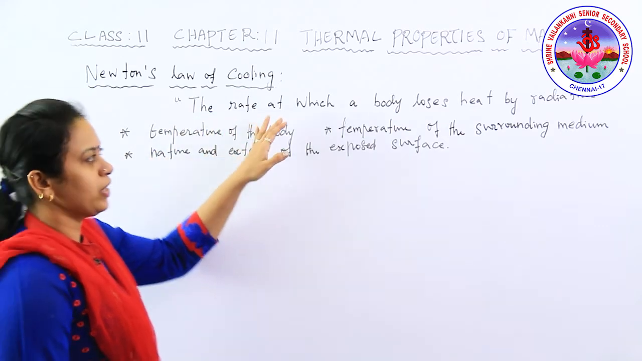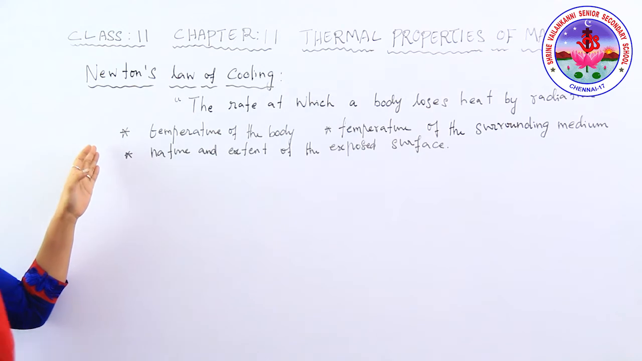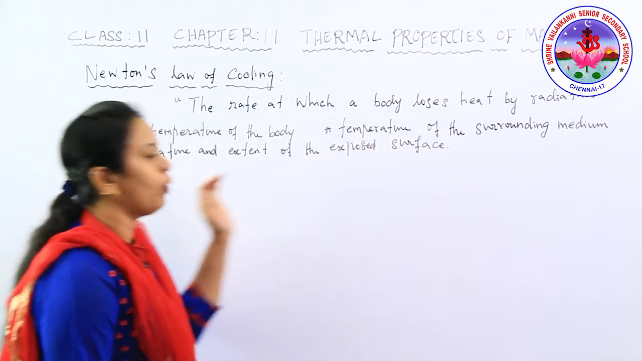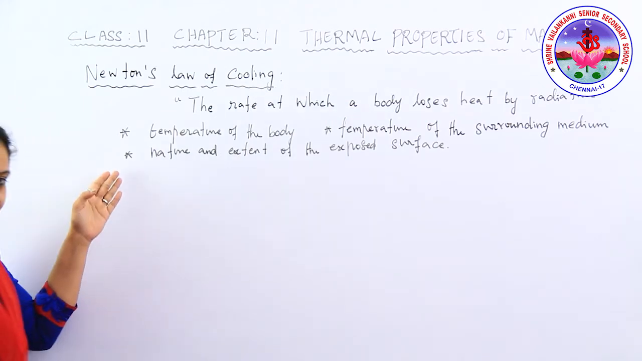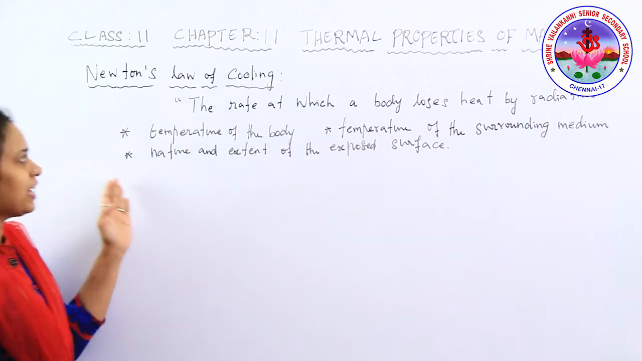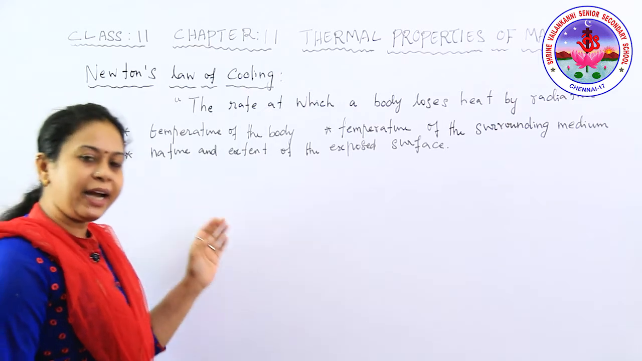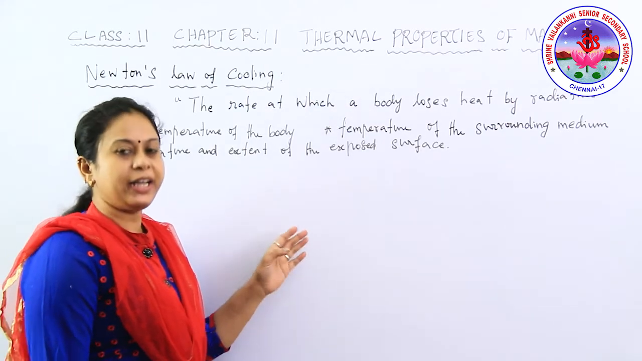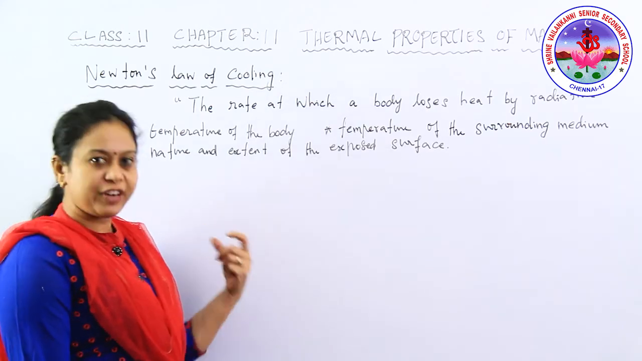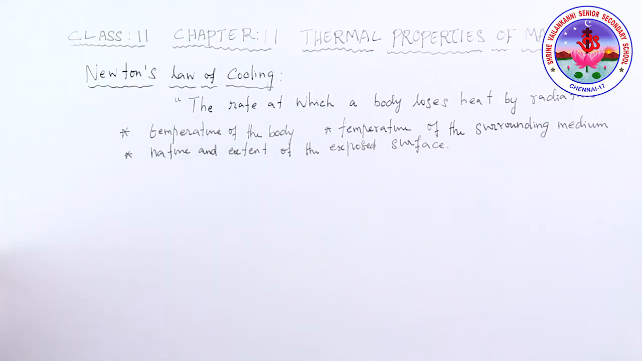See, the rate at which a body loses heat by radiation depends on the temperature of the body, the temperature of the surrounding medium, and the nature and extent of the exposed surface. So, we can state Newton's law of cooling: the rate of cooling of a body is directly proportional to the temperature difference between the body and the surroundings. Now, we can see the expression for it.